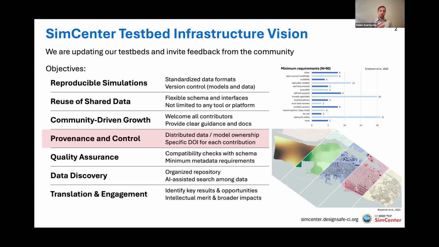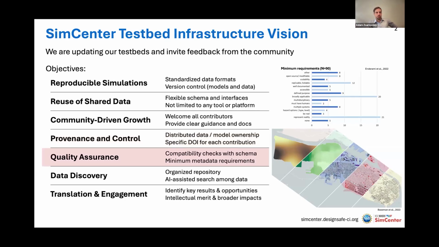And we believe that a distributed ownership is a better model. So rather than say the SimCenter having a testbed and collecting all the data and managing everything, we believe that everybody who contributes should have control over the data that they contribute, should be able to update it, should be able to modify it as their work progresses or as they make new collections or new changes to the data. And of course, the DOI for every contribution will help people being able to claim that credit that is important.